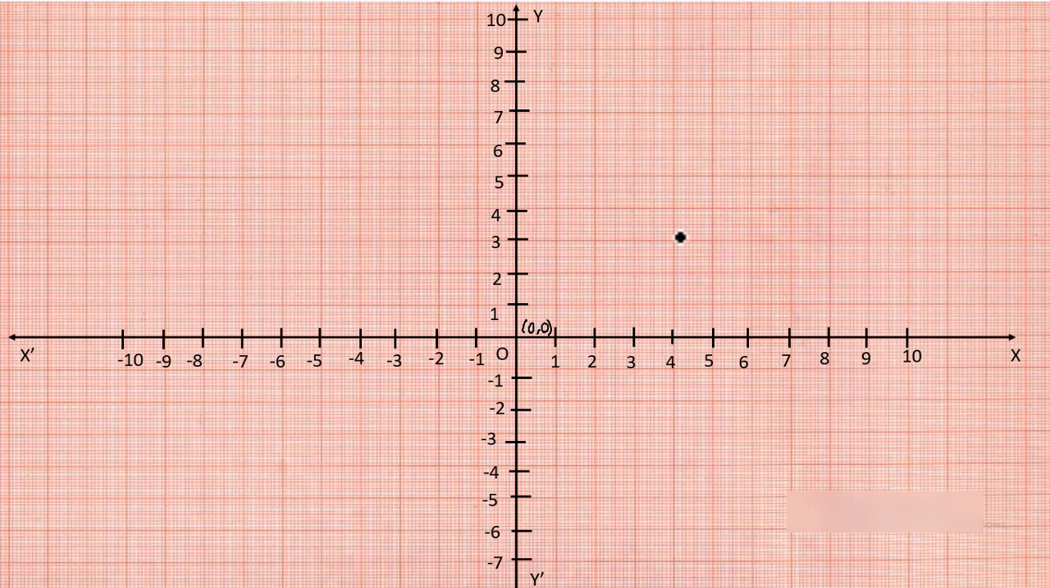For example, if you consider a point here, say x comma y, the distance of this point from the y-axis forms the x coordinate of the point, also called the abscissa. Similarly, the distance between the point and the x-axis gives you the y coordinate, also known as the ordinate. So the x value is called the abscissa and the y value is called the ordinate.